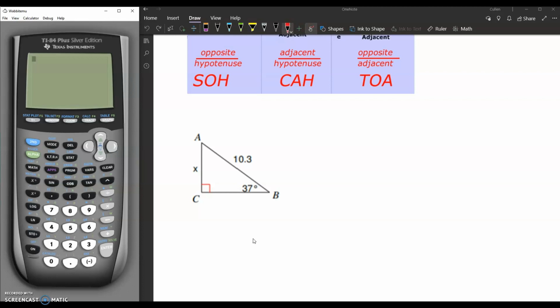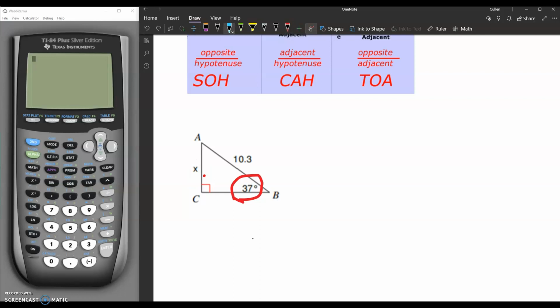The first thing you're going to want to do is identify which angle you're looking at. In this case, we are looking at the 37 degrees down here, and we're trying to solve for this missing side. You want to look at the variable and the side length that they give you, see what two sides those are, and then decide whether you want to set up a sine, cosine, or tangent ratio. So let me label these sides.